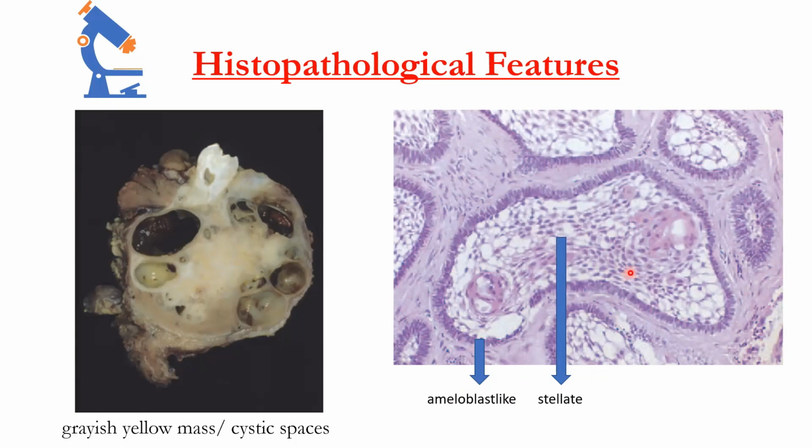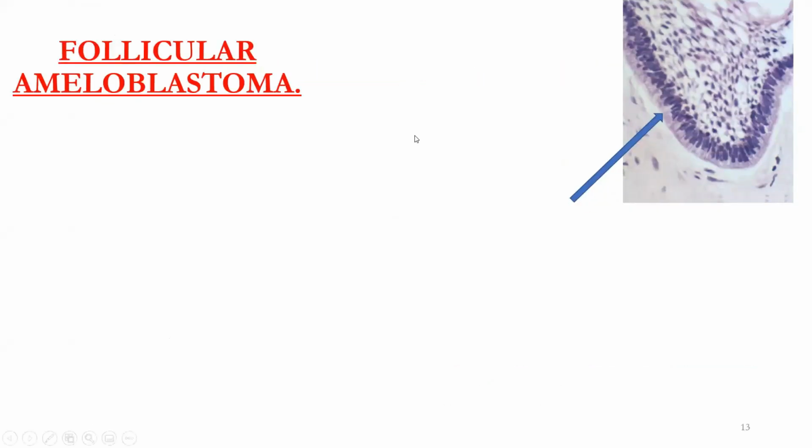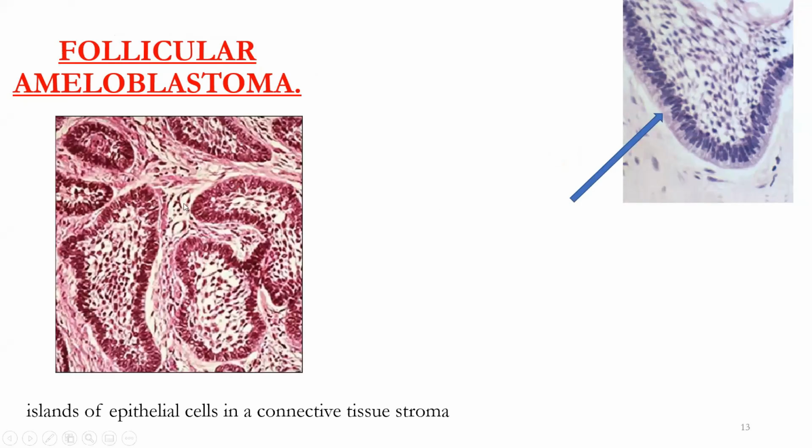Again, in the enamel organ, we have a star-shaped network of cells, isn't it? That's why the name stellate reticulum. Stellate is star, and reticulum is network, a network of star-shaped cells. So this is going to be a common feature in all the variants. So let's see which are the variants. The follicular type is the most easily recognizable type. Why? Because of the way it is arranged. It is arranged in the form of islands, or nests, in a very loose connective tissue stroma.